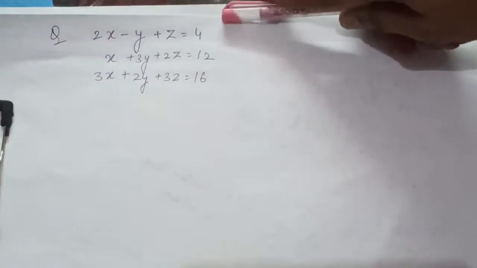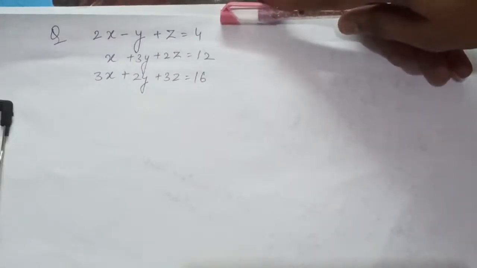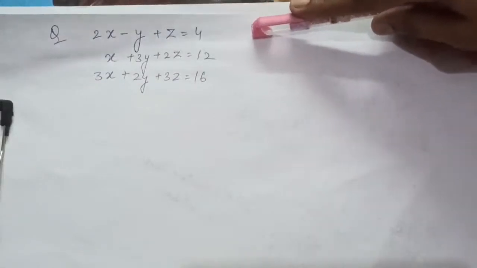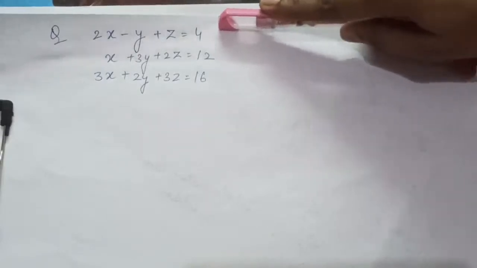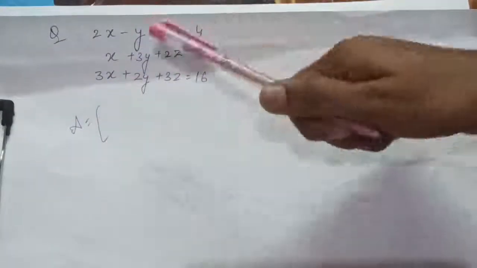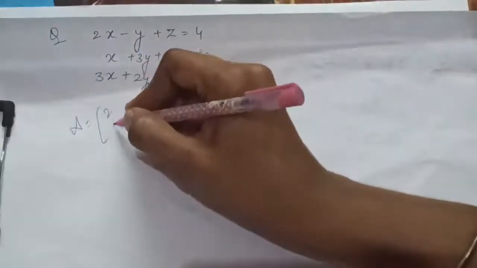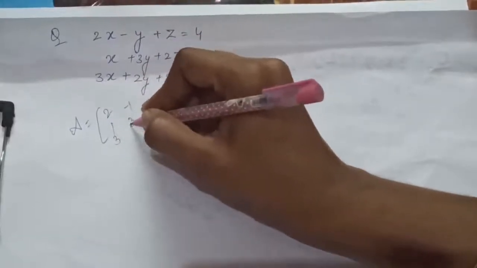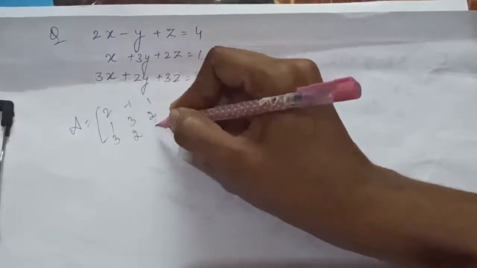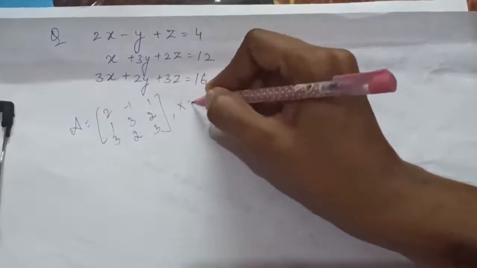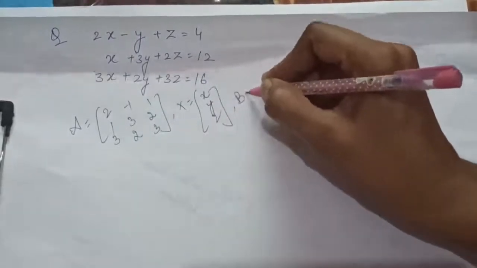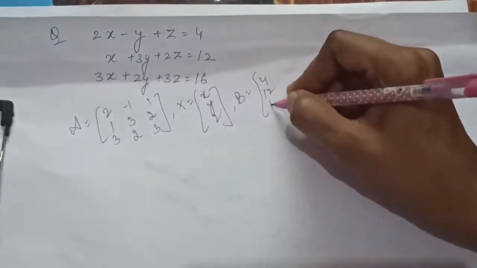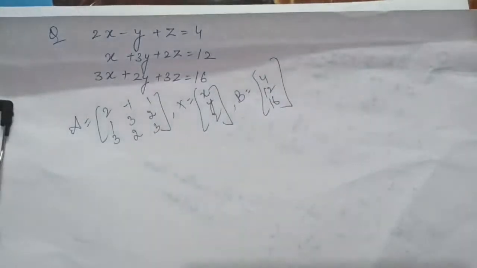In this example you can see 2x minus y plus z is equal to 4, x plus 3y plus 2z is equal to 12, 3x plus 2y plus 3z is equal to 16. These are the equations given. So from here, if I have to find A, my A will be 2, 1, 3, minus 1, 3, 2, 1, 2, 3, and my X will be x, y and z, and here B will be 4, 12 and 16.